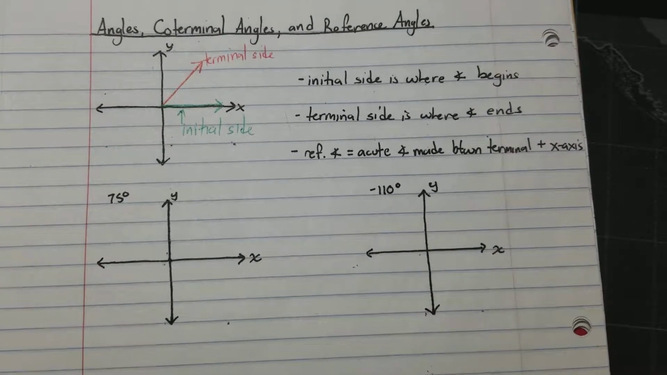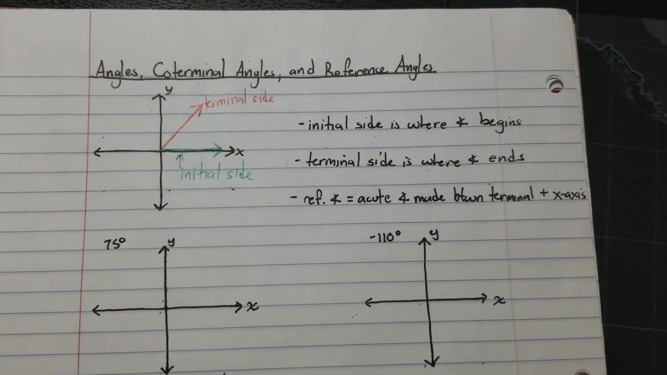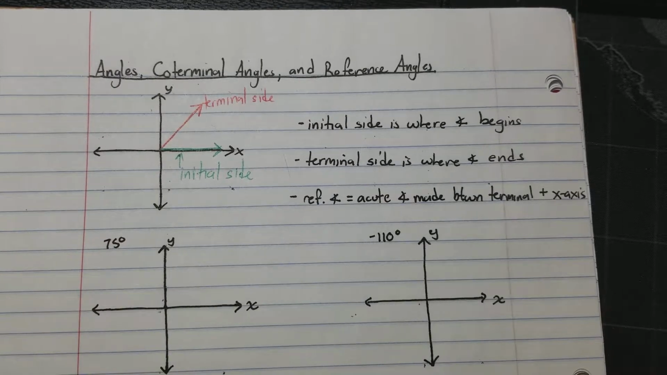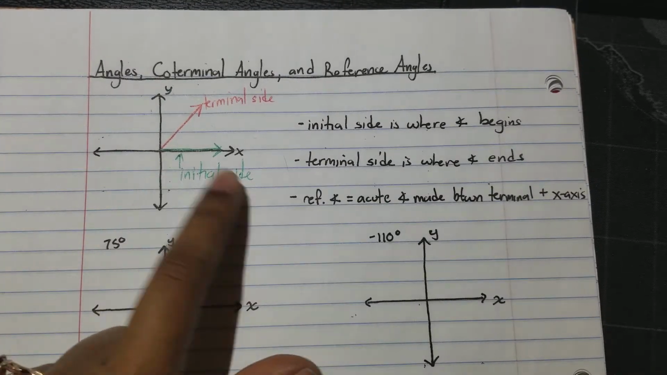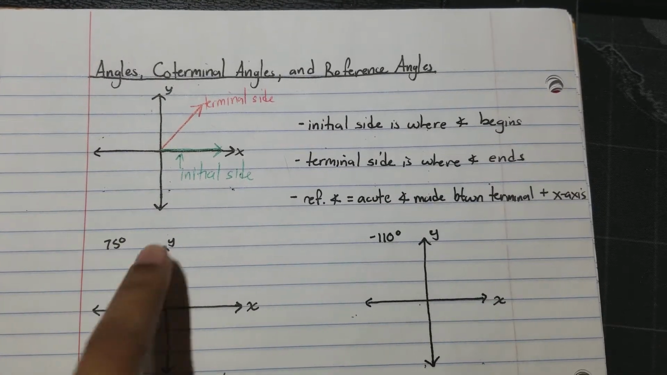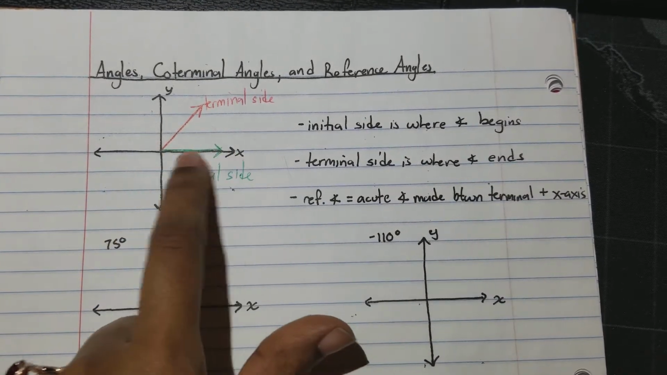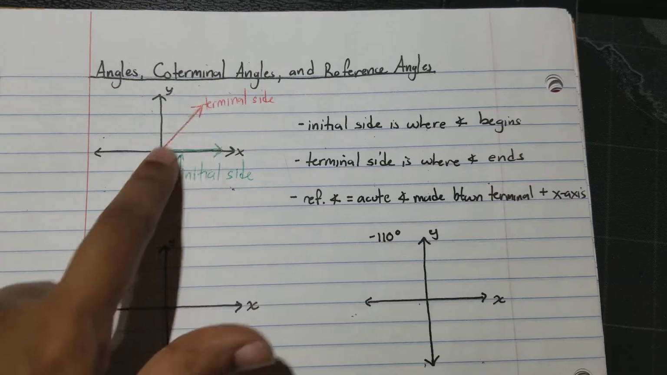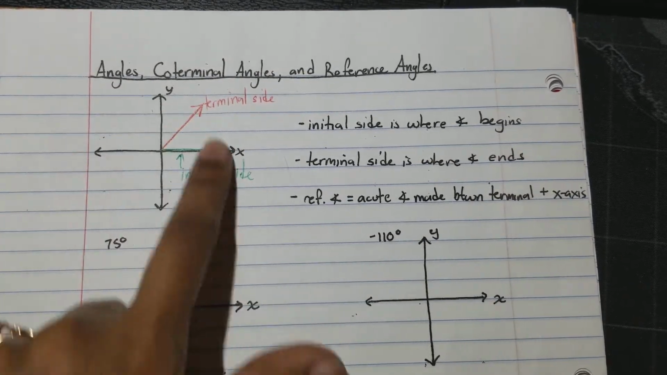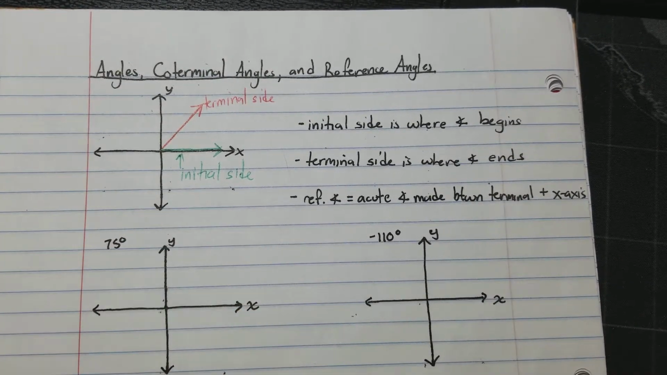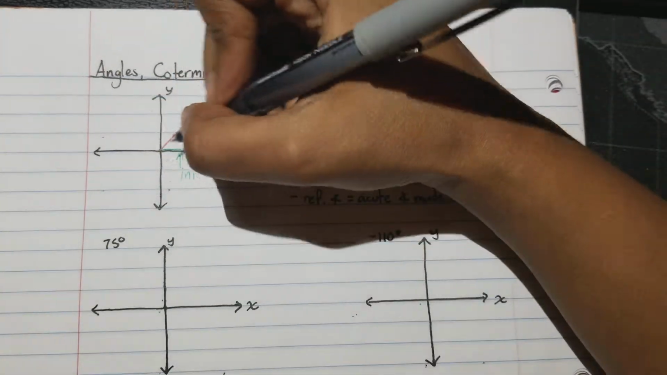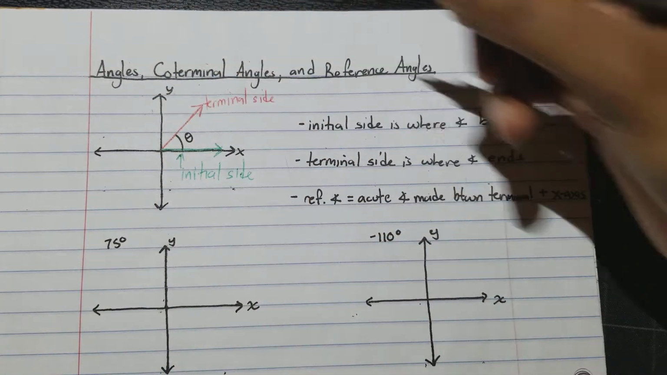Hey everyone, so today we're covering angles, coterminal angles, and reference angles. And the first thing you want to know is the makeup of an angle in the coordinate plane. You first start off with your initial side, always beginning on the positive x-axis, and then your terminal side can end anywhere on either axes or in any of the quadrants. And that space in between is going to represent our angle theta.